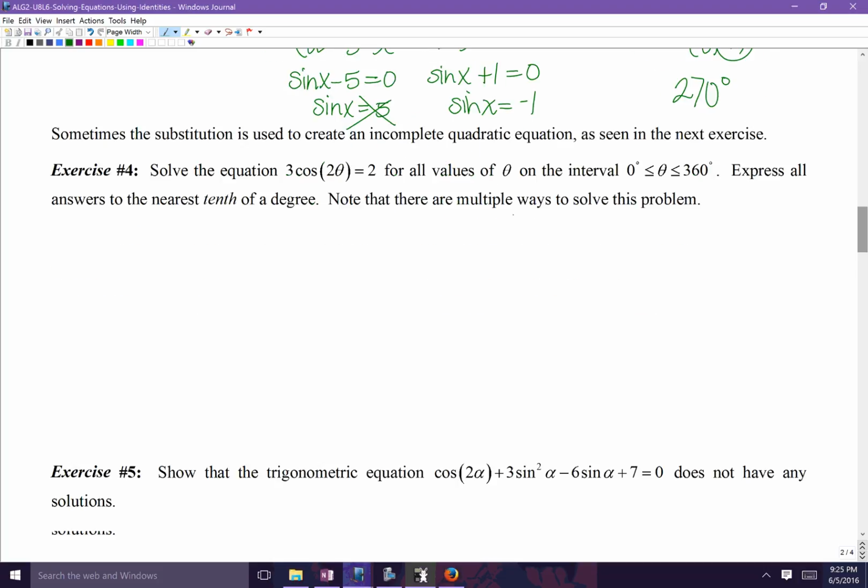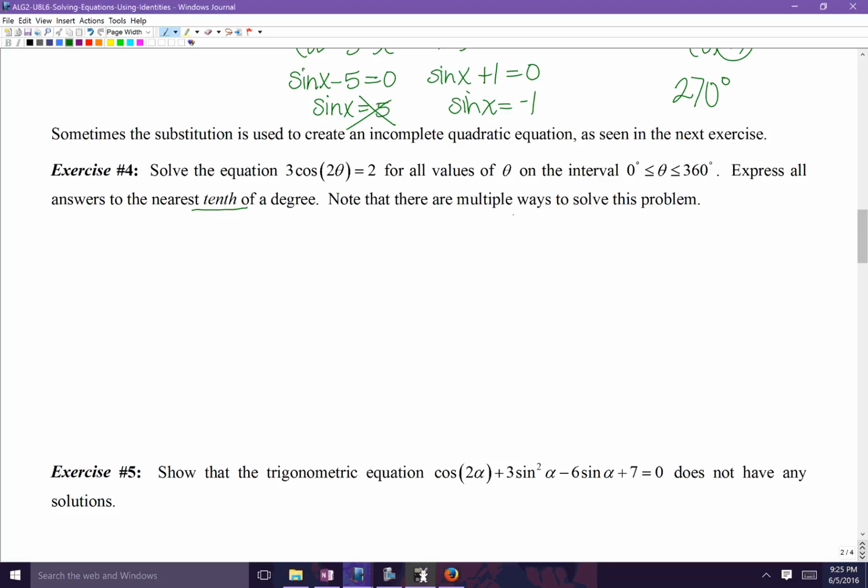All right, solve the equation 3 cosine of 2 theta equals 2 for all values of theta on the interval between 0 and 360. Express all answers to the nearest tenth of a degree. Note that there are multiple ways to solve this problem. A couple of things before we start. This part, to the nearest tenth of a degree, tells me it's not going to turn out that nice, which is okay, but we always stress when we get decimals for some reason. Don't stress it.